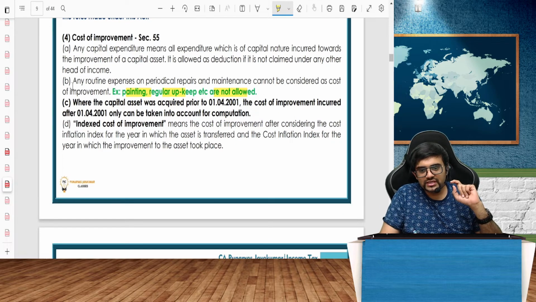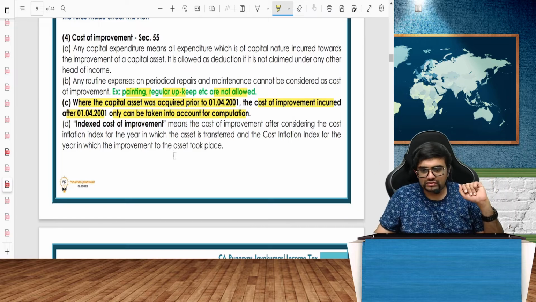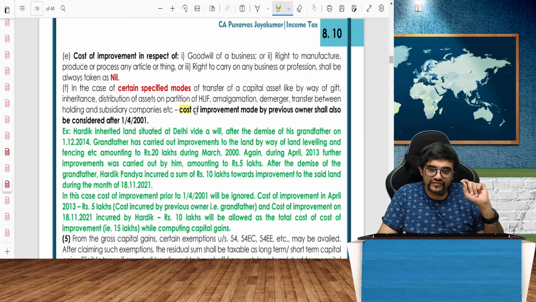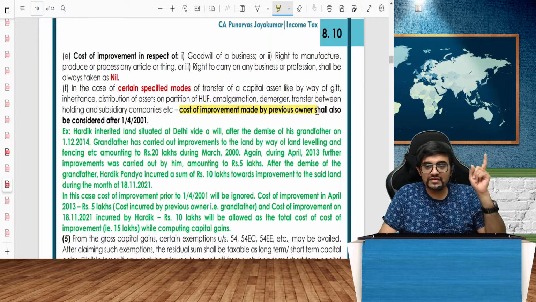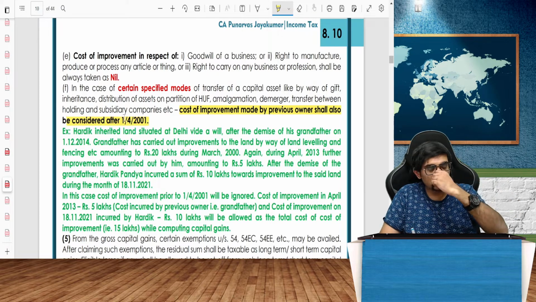This is interesting. Where the capital asset was acquired prior to 1/4/2001, cost of improvement incurred after 1/4/2001 only can be taken into account. Whatever you did before that, ignore. You should ignore, no choice. Absolutely no choice. But cost of improvement made by the previous owner shall also be considered after 1/4/2001.